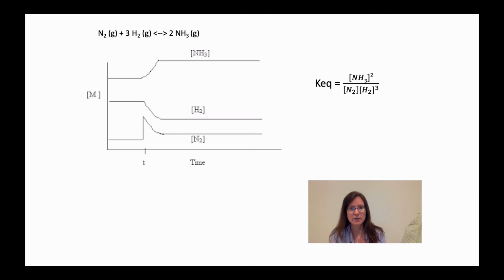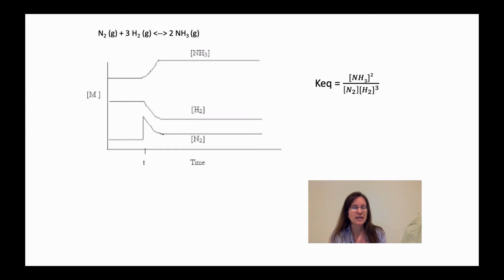The problem is if you increase the concentration of N2, your entire system is going to have to adjust, because equilibrium reactions are driven by the value of K. K is always the concentration of NH3 squared over the concentration of N2 times the concentration of H2 cubed for this reaction. So products over reactants. And K is a constant.